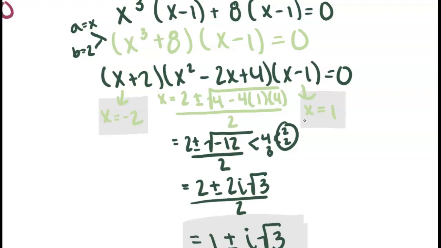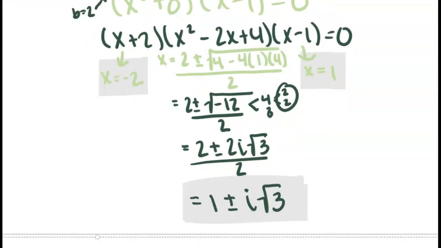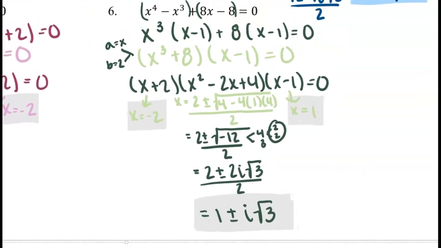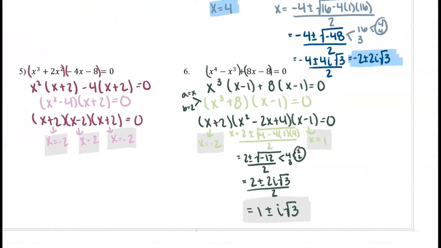Here I get a solution of negative 2, but in the middle I've got to use the quadratic formula. So opposite of b plus or minus the square root of b squared minus 4 times a times c. So I get 2 plus or minus negative root 12 all over 2. Simplify, and we get 1 plus or minus i root 3. So there's your 4 solutions there.